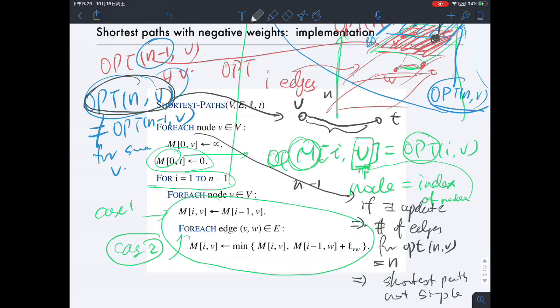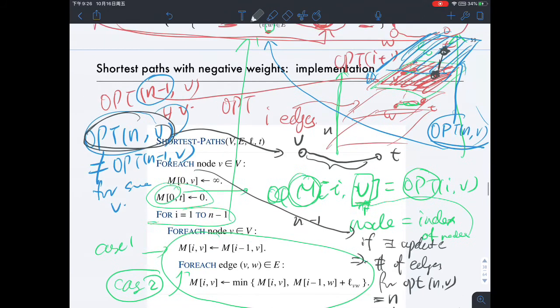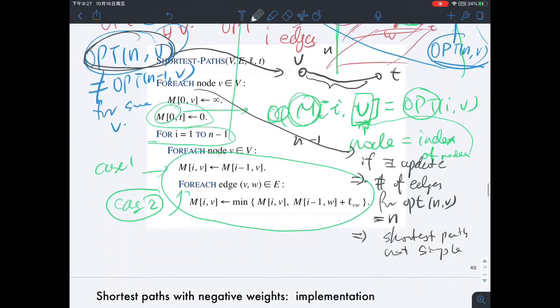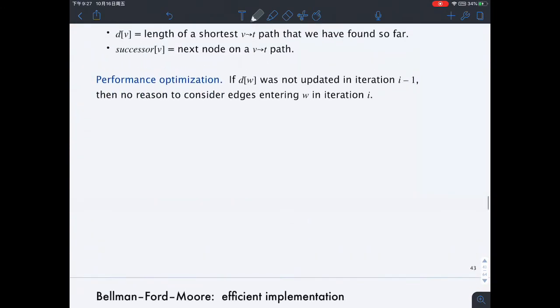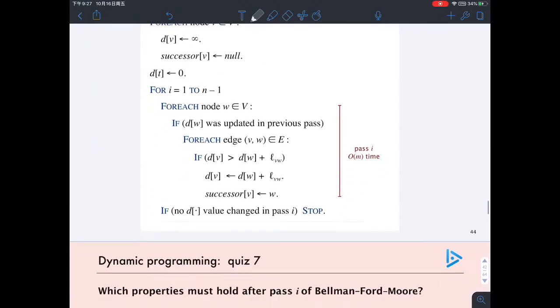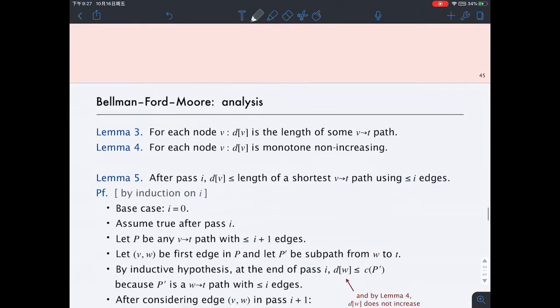The only possible scenario in which the shortest path is not simple is that it contains a negative cycle. That means that if we run one more iteration, then we are able to detect whether there exists a negative cycle, right? So that's how these two problems are related.